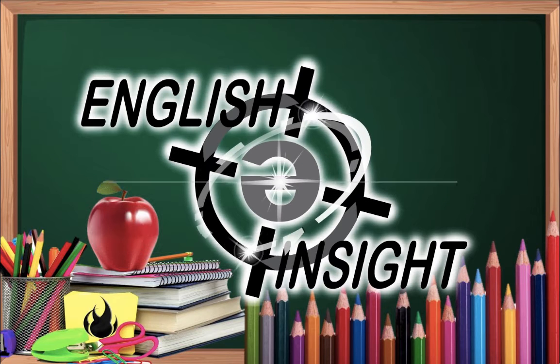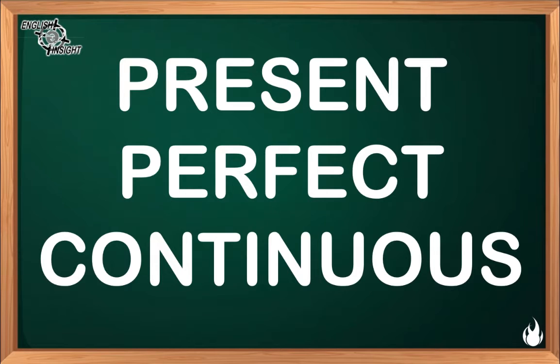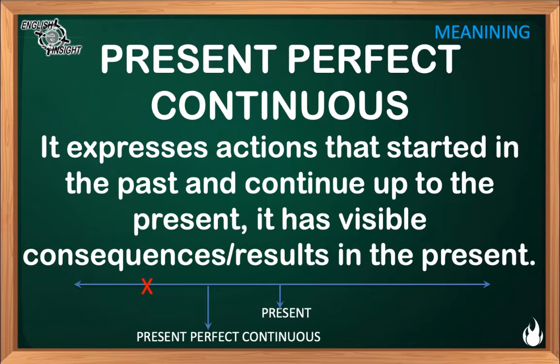Today's video is gonna be about present perfect continuous. Let's commence. Present perfect continuous. It expresses actions that started in the past and continue up to the present. It has visible consequences or results in the present. Here we can observe the area of action for the present perfect continuous. The action has been happening for a specific quantity of time.